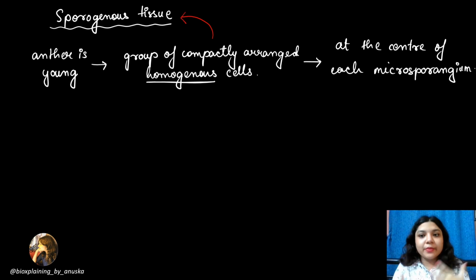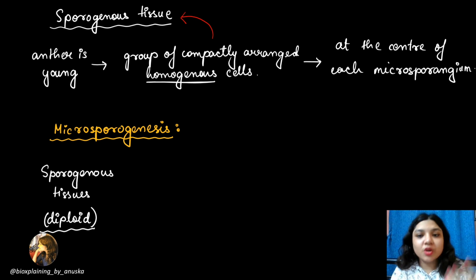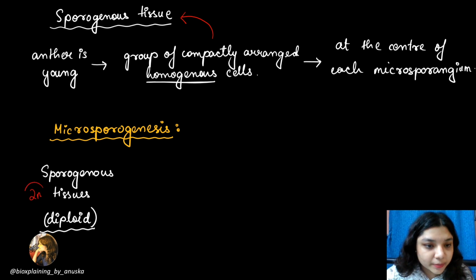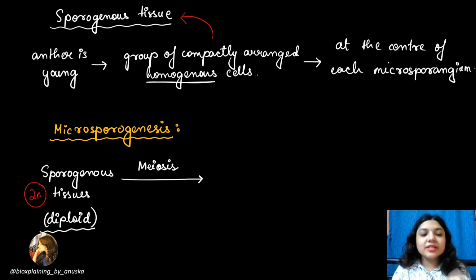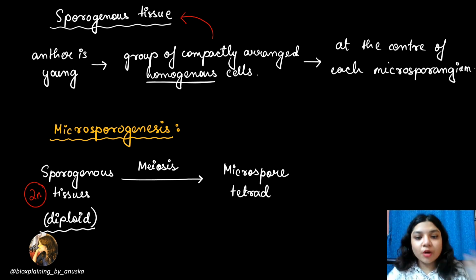So now what happens is, as the anther keeps on developing, the cells of the sporogenous tissue, which are originally diploid, right, will start undergoing meiosis. And we know that if a diploid cell starts performing meiosis, it is going to produce some haploid product. So it forms microspore tetrads, right?